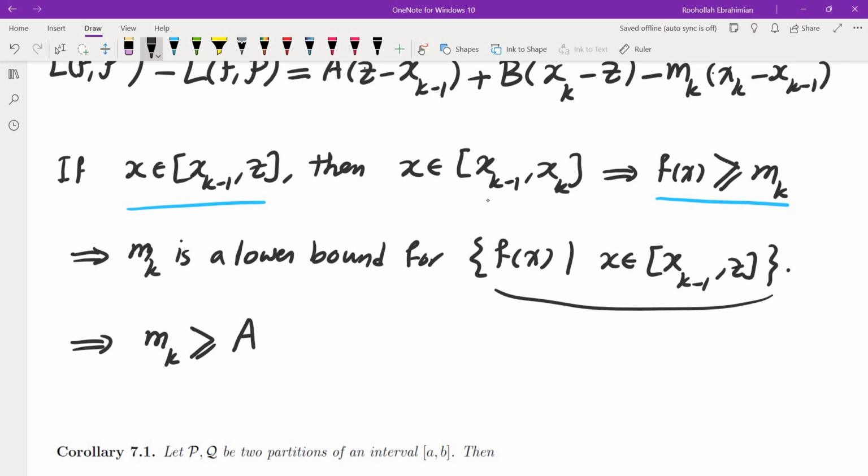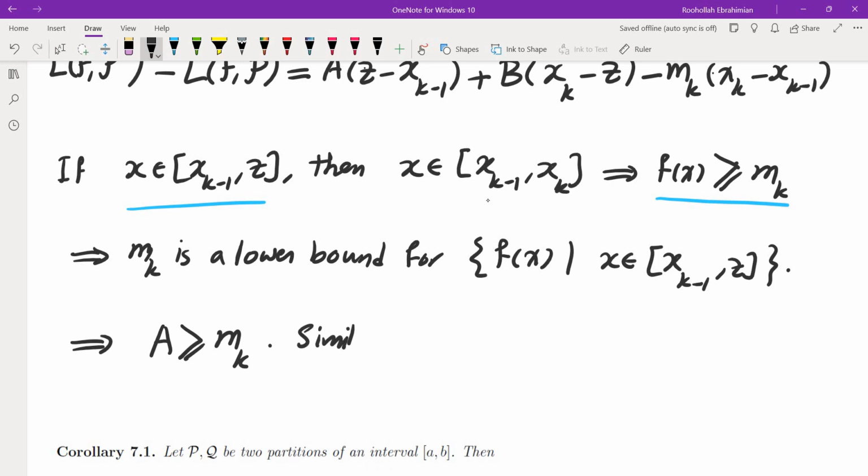The infimum of this set is a. mk is a lower bound. And I'm sorry, the other way around. mk is a lower bound, and a is the largest lower bound. So a is greater than or equal to mk. The infimum is the largest lower bound. Similarly, b is also greater than or equal to mk.